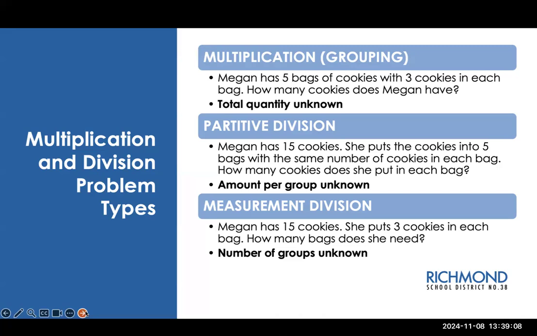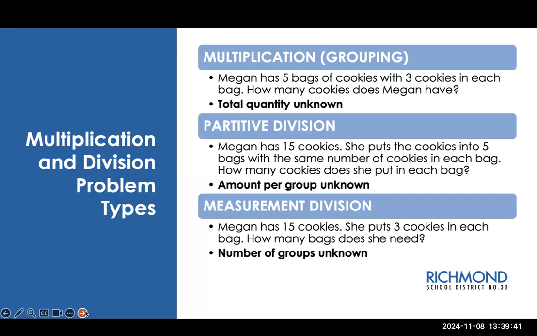In partitive division, and again, there's 2 types of division, partitive and measurement, and students start to learn about that in grade 3. Megan has 15 cookies. She puts cookies into 5 bags with the same number of cookies in each bag. How many cookies does she put in each bag? So partitive division is that kind of dealing out, like we're dealing out cards. We know that there's 5 bags and we want to see how many cookies will go in each bag if we're sharing them equally. The amount in each group is the unknown part.